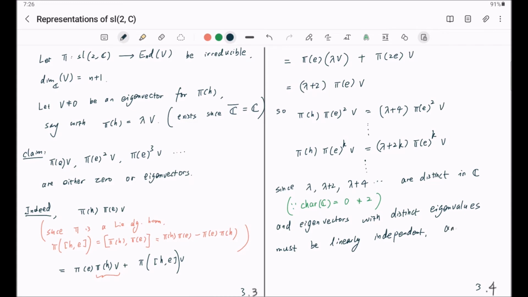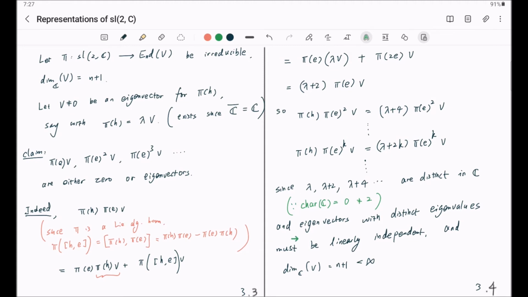And the dimension of the whole space is finite. You know, this procedure has to stop at some point. You cannot produce infinitely many linearly independent eigenvectors from those distinct eigenvalues. Something must go wrong in here. That will lead to the following conclusion.